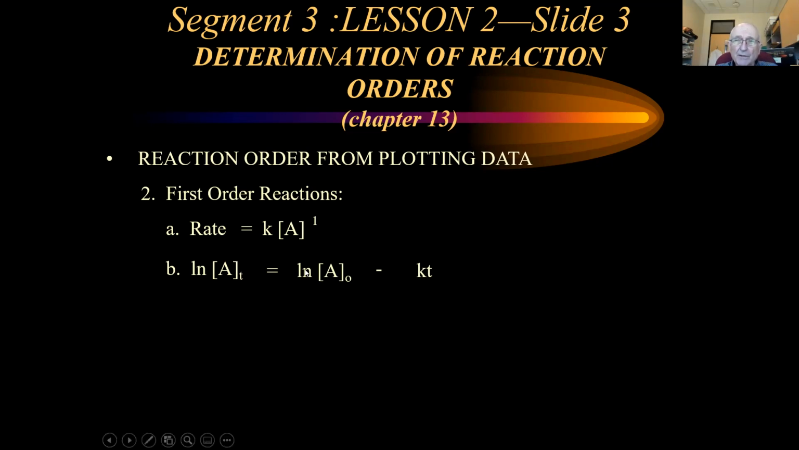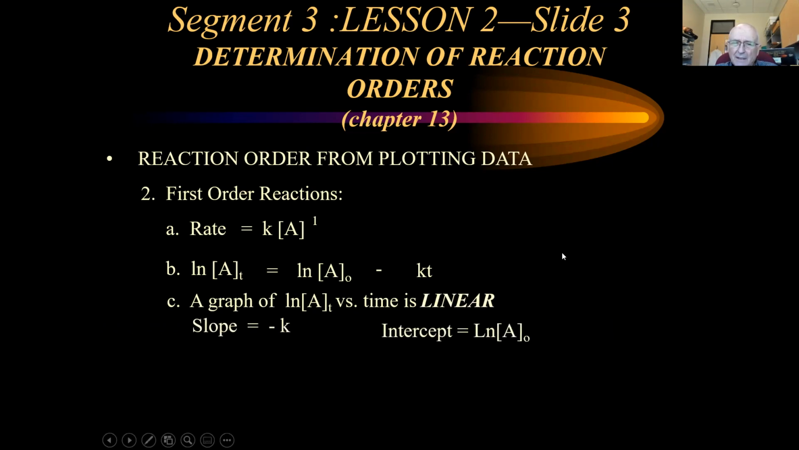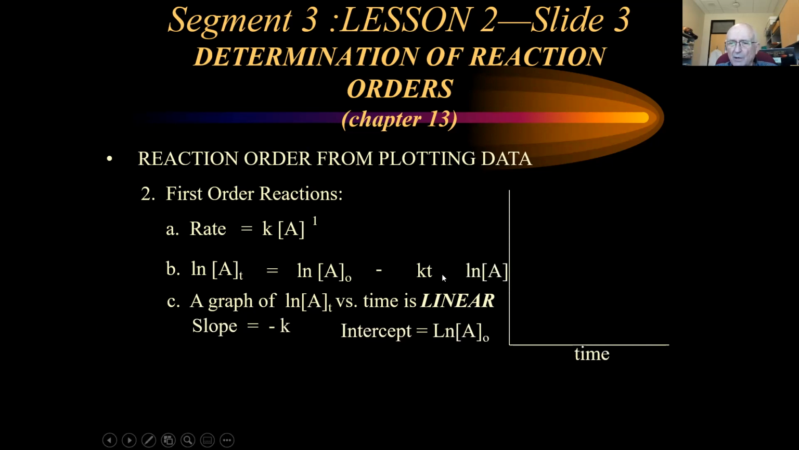If that's a straight line, then you're done. You don't need to test any other order because you already know it's zero. But if that one is curved, then you make a new column in your data. You take the log of each concentration and put that in the next column. So you now will have time as one column, and log of concentration at each time as the other column. And now I can graph that. If I plot this on the y-axis and time on the x-axis, it could be linear. If it is linear, then that tells me this relationship is holding, and it is first order. So again, I would plot log of concentration versus time. I would get a straight line if it's first order.